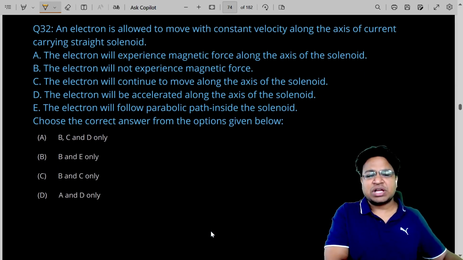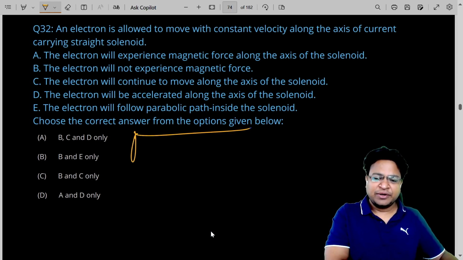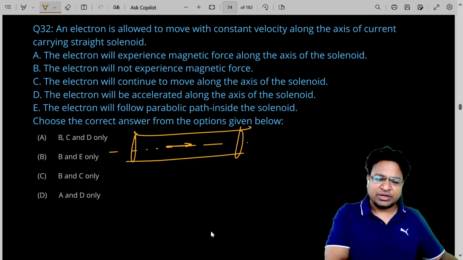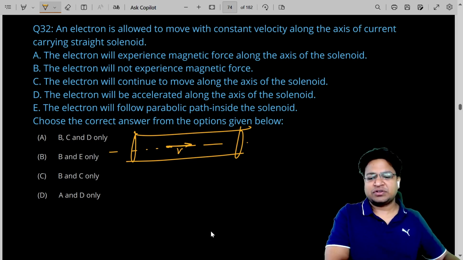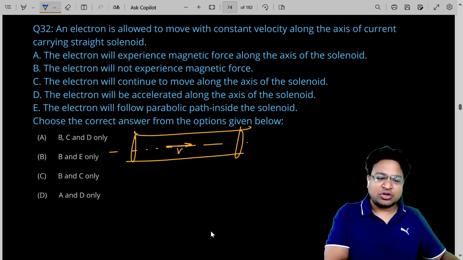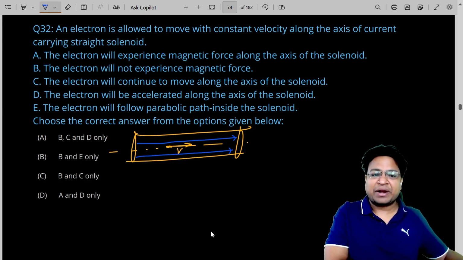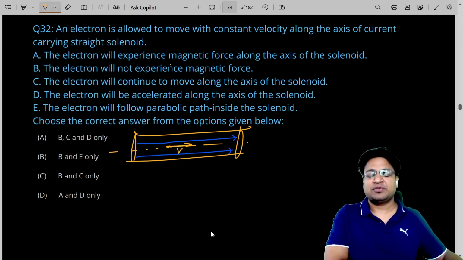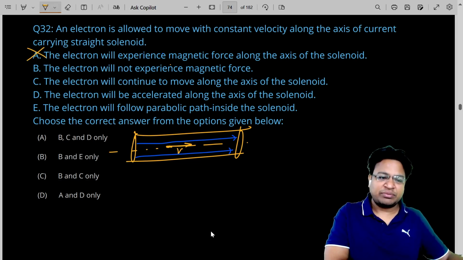It says an electron is allowed to move with constant velocity along the axis of the current carrying solenoid. All right. So this is a solenoid and the electron is moving along the axis with some velocity. The electron will experience magnetic force along the axis of the solenoid. That is wrong because in a solenoid, the magnetic field is also along the axis. So here, the velocity of the electron has become parallel to the magnetic field, and in such a case, the magnetic force becomes zero. So this statement is wrong.